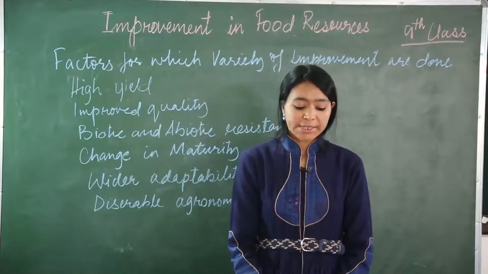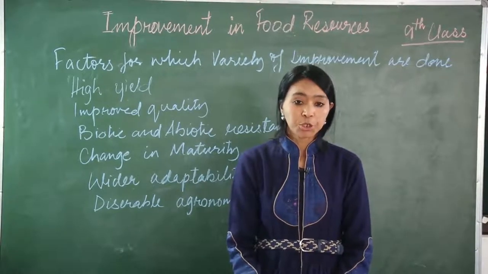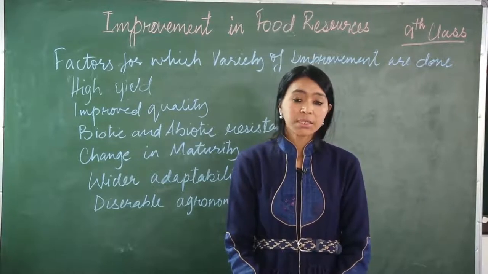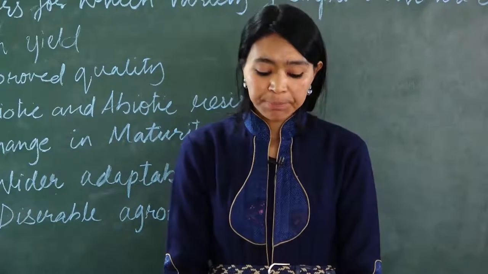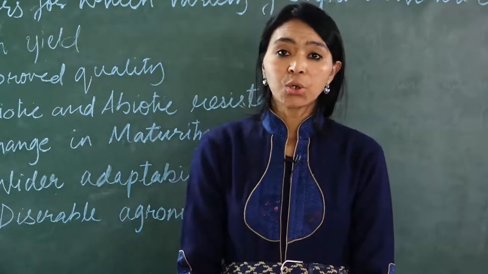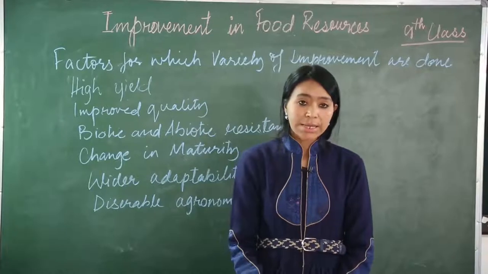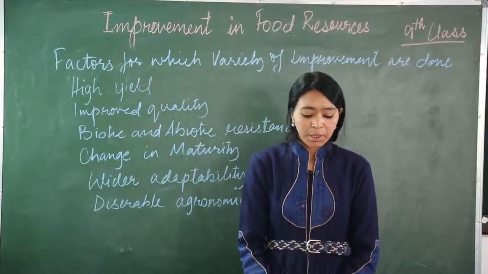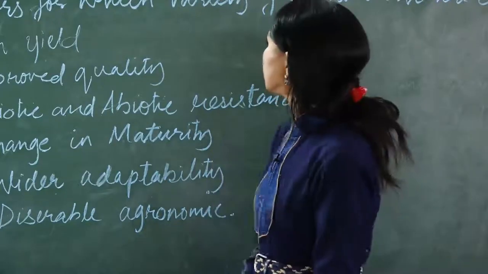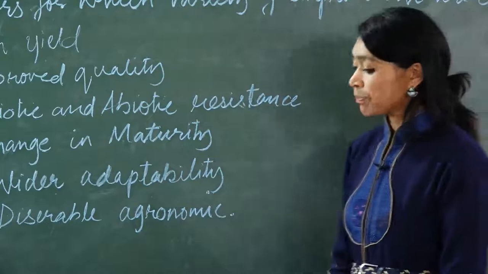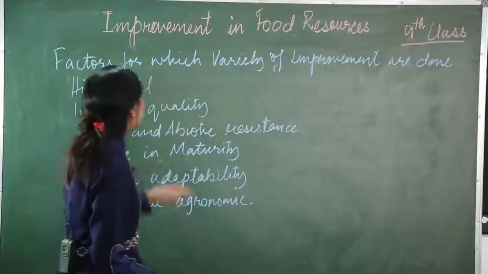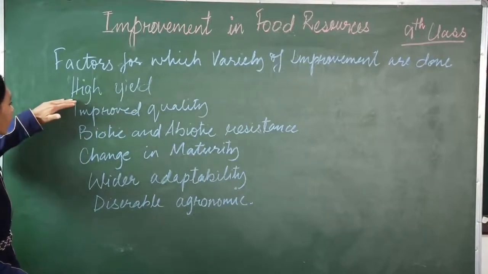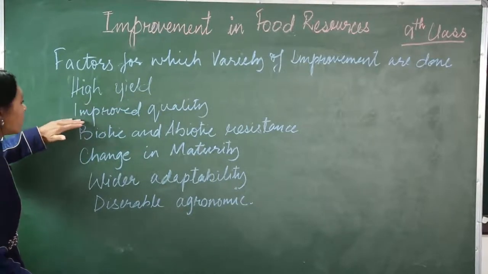Now we have a new variety. The new variety should be accepted when it produces high yield under different conditions. It can resist salinity, and it can grow in diverse climates also. That variety should be accepted. Similarly, there are factors for which variety improvements are done. The new variety should give high yield, should yield more compared to the older one.